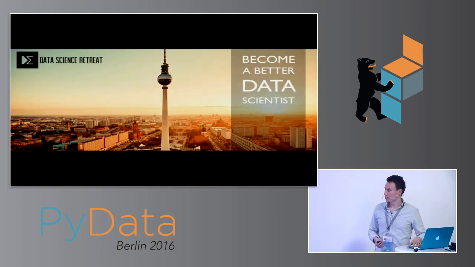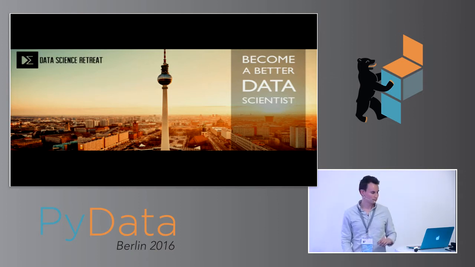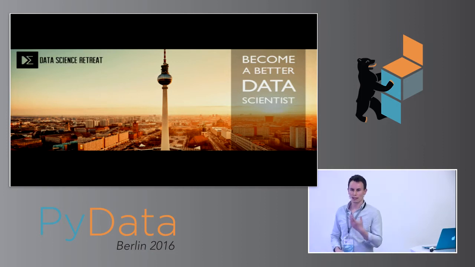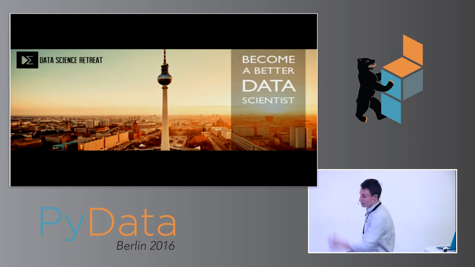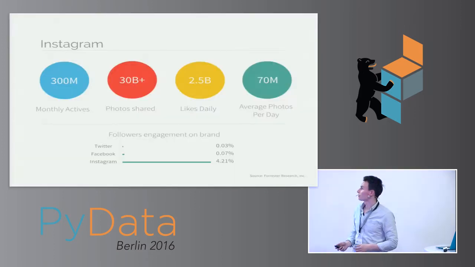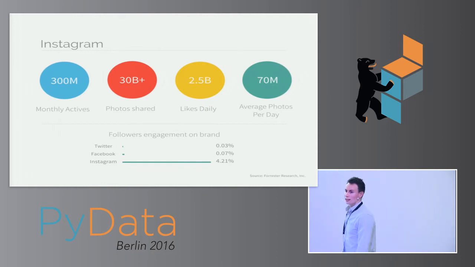So my project started in Data Science Retreat. It's a 3 months course here in Berlin. And the assumption of this course is that you go there to become a better data scientist. You start by learning data science things, and then from the half of the course, you start to do your own project. And I wanted to do something with social media and with images. So I decided on Instagram.